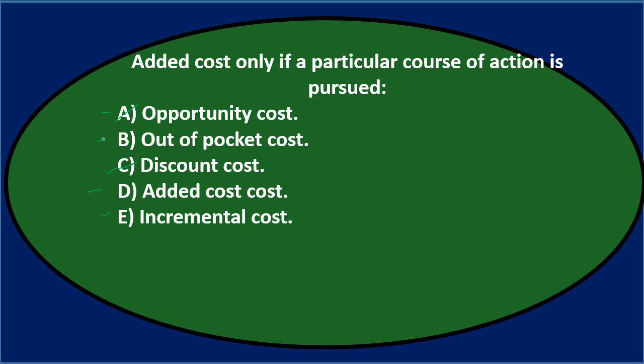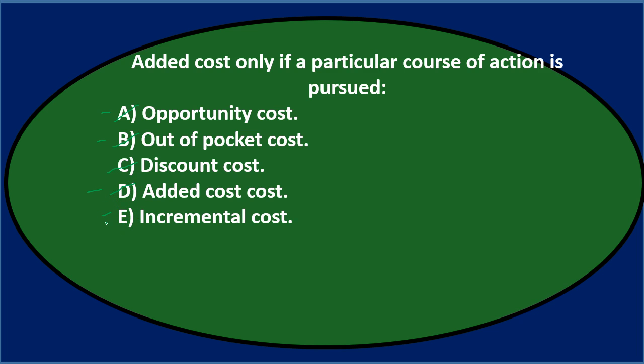Out-of-pocket cost is a future outlay given a particular course of action. Again, an out-of-pocket cost might change depending on the different choices we have, but I don't think that's going to be the best option given our other two. Added costs, that's not really a term here. The one we're looking for is the incremental cost.